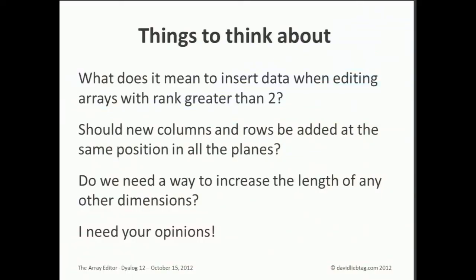This is the main reason I wanted to come here this week. As I said before, you currently cannot change the length of any dimension other than columns for arrays that are greater than rank 2. And the question is, what does it even mean to do that? If you're editing a simple 2-dimensional matrix, and you add something at the end, it seems pretty clear what we ought to do is pad the other rows to that length.